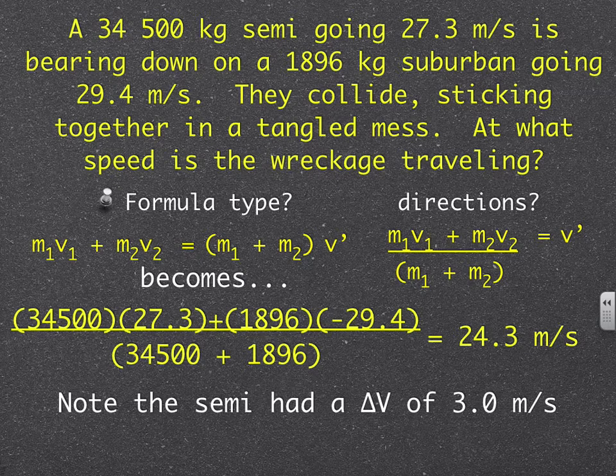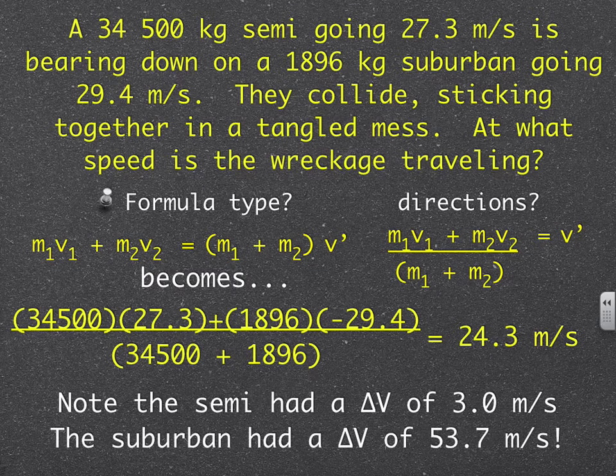On the other hand, if we look at the Suburban, it used to be going negative 29.4, and immediately after the collision, he's going positive 24.3. That is a delta V of 53.7 meters per second. So that's the equivalent of you going almost 200 miles an hour and then slamming into a bridge or something. So who always wins in these wrecks? The semi.